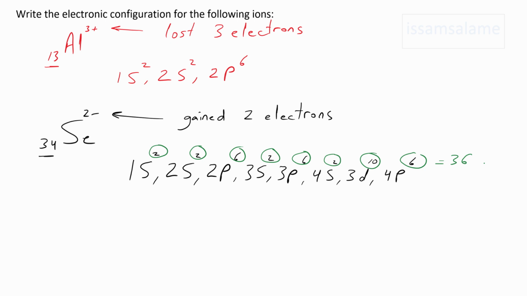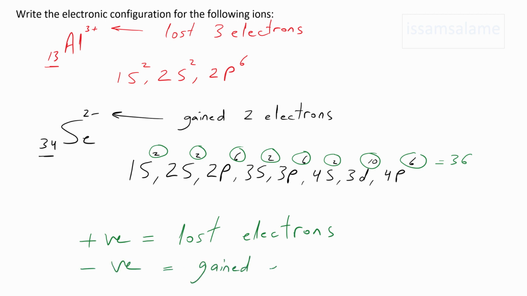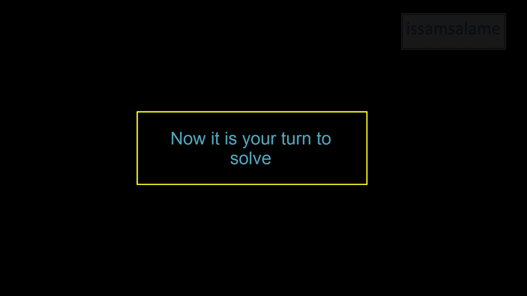At the end, let me summarize what we have learned. When we have positive ions, it means that electrons are being lost, and you have to deduct that number from the atomic number before writing the electronic configuration. While when the ion is negatively charged, it means that electrons are being gained, and then you have to add that number to the atomic number before writing the electronic configuration. So positive you deduct, negative you add.